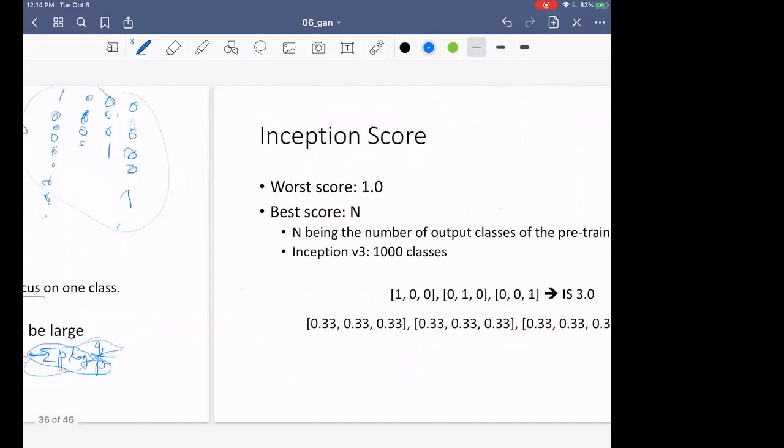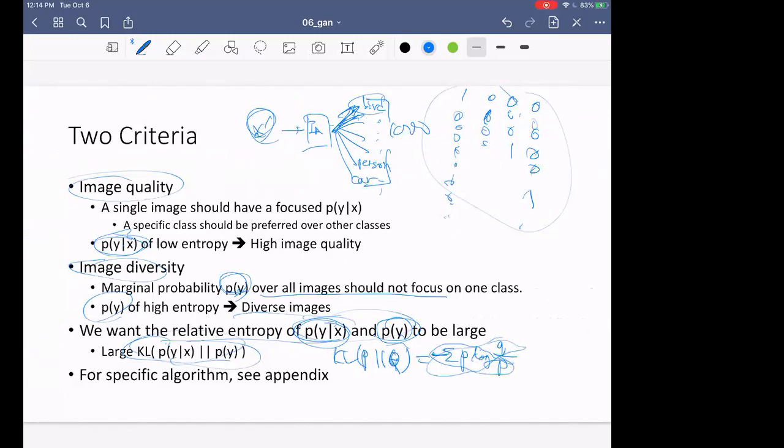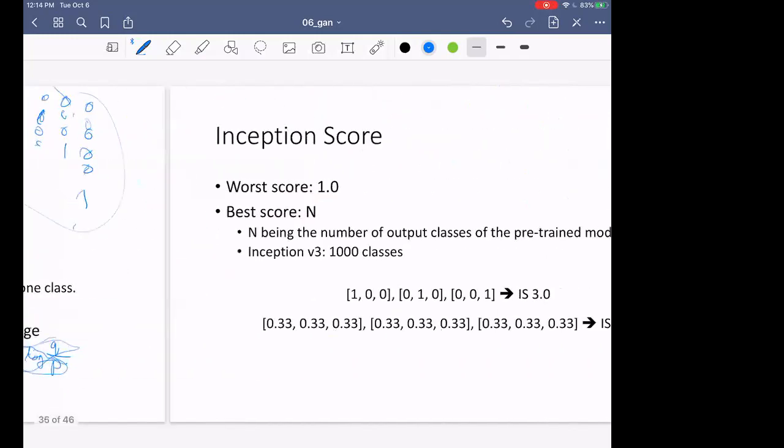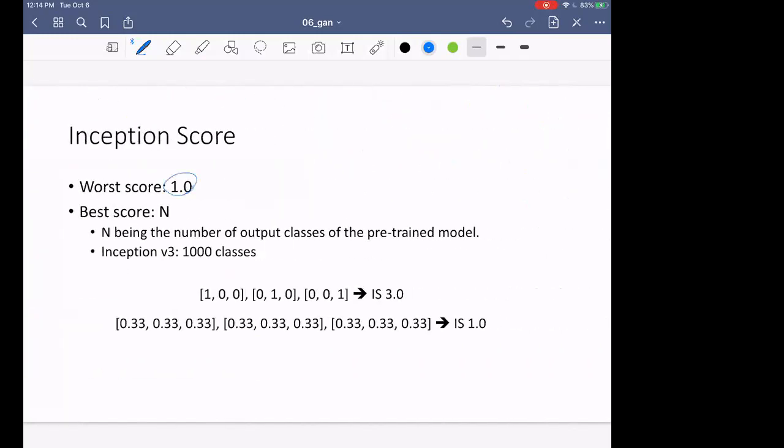Basically, you don't use the KL divergence directly. You do some manipulation to the KL divergence so that the worst score of the inception score is 1.0. The worst score you can get is 1.0, and the best score you can get is n, where the number n is the number of output classes of a pre-trained model. If you're using Inception version 3 as your reference model for evaluating your score, then it has 1,000 classes. So the best score is 1,000. Worst score 1, best score 1,000.